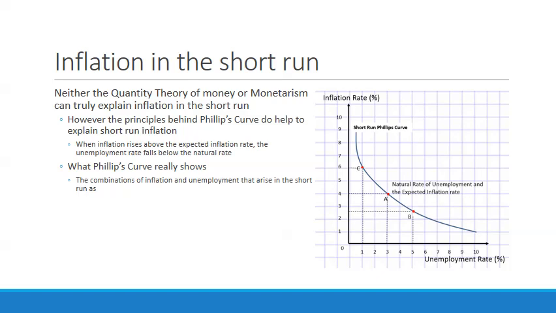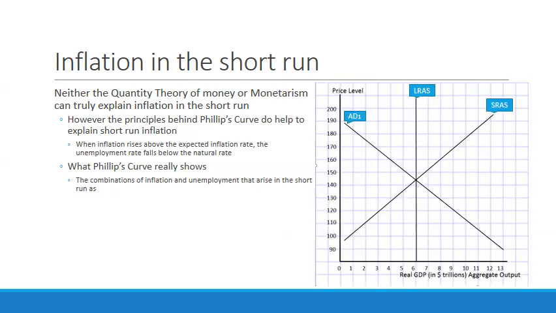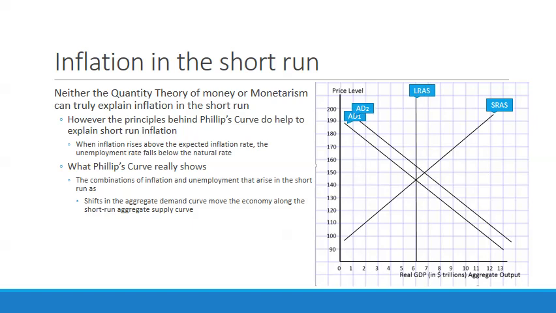Okay, we know that there are combinations. We can see them, A, B, C, D, E, F, G. Those combinations arise in the short run as shifts in the aggregate demand curve move the economy along the short-run aggregate supply curve. So here's what this looks like. We have AD1 where it connects with short-run aggregate supply and long-run aggregate supply. We know that that is our potential GDP. That is where equilibrium is, the full employment equilibrium.